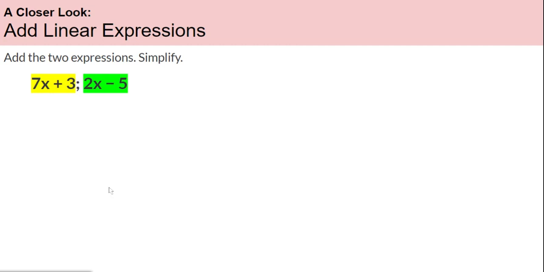When we add linear expressions, it's very, very easy. What we're really doing when we add is just combining like terms, like what we've been doing, combining like terms. So let's just do that. Let's just write it.